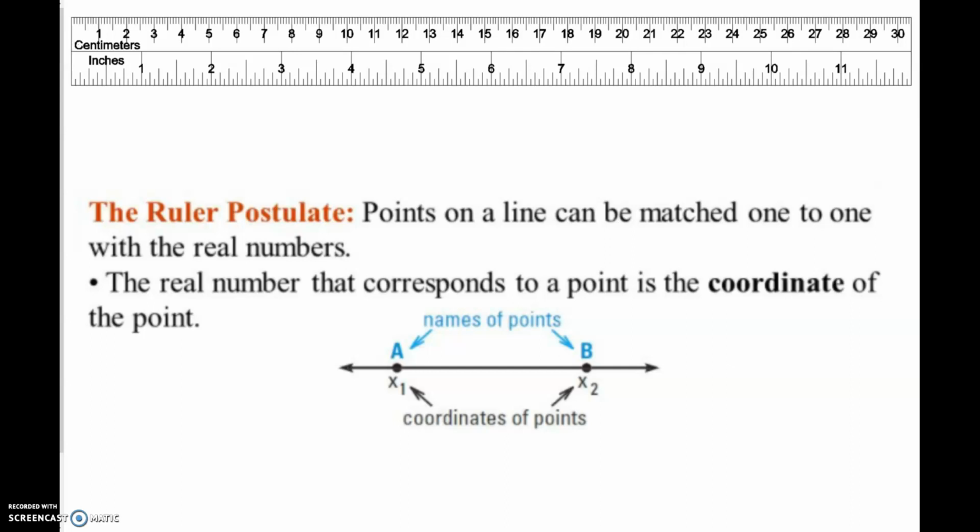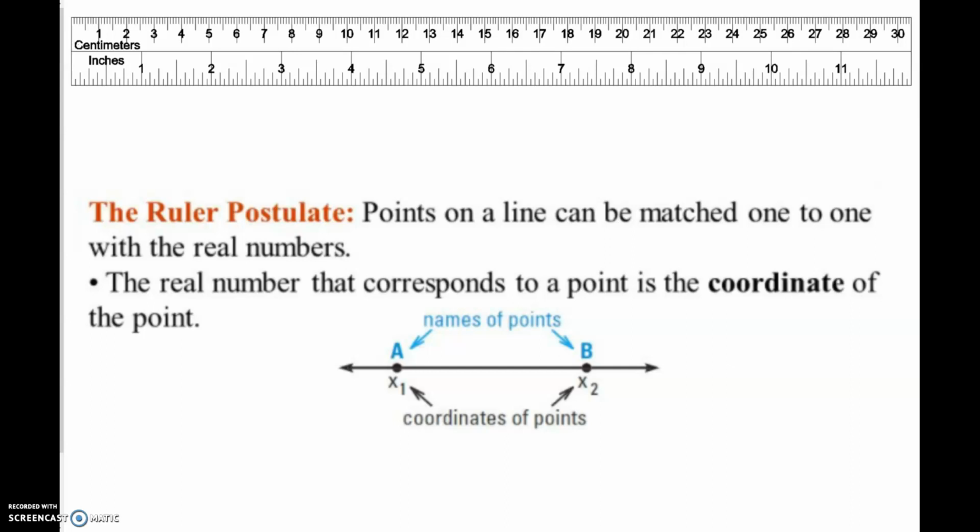So at the top here, you can see that we have a ruler, and on it has centimeters and inches. The ruler postulate says that any point on a line can be matched one-to-one with the real numbers. So if we're talking about 1, 1.1, 1.2, 1 3/8, 5 7/8, those are all real numbers. Notice when we talk about them on a ruler postulate, they are all going to be positive. The real number that corresponds to a point is the coordinate of the point.